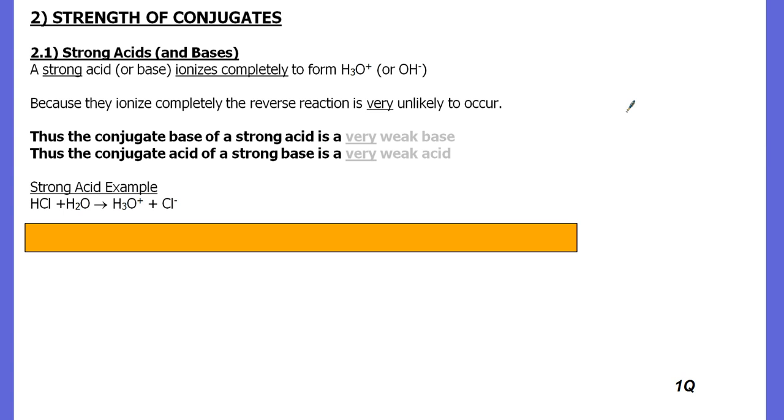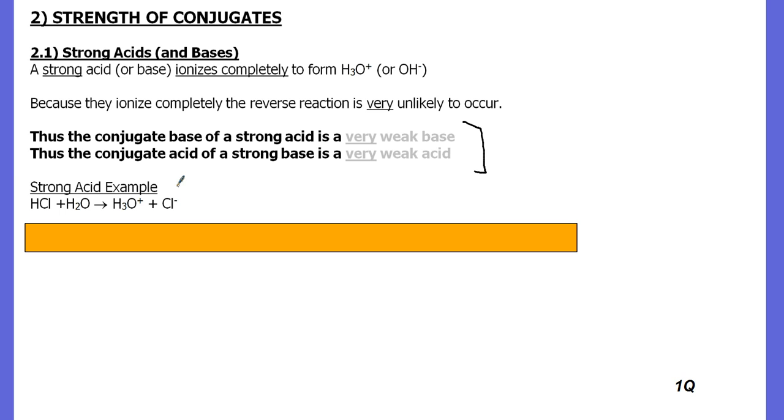Anyway, strong acids and bases. As we already know, a strong acid is defined as being ionized completely to form H3O+ or OH-. Because they ionize completely, the reverse reaction is very unlikely to occur. So those conjugate acids and conjugate bases will be very weak, because they're unlikely to accept or donate protons. So the conjugate base of a strong acid is a very weak base, and the conjugate acid of a strong base is a very weak acid.